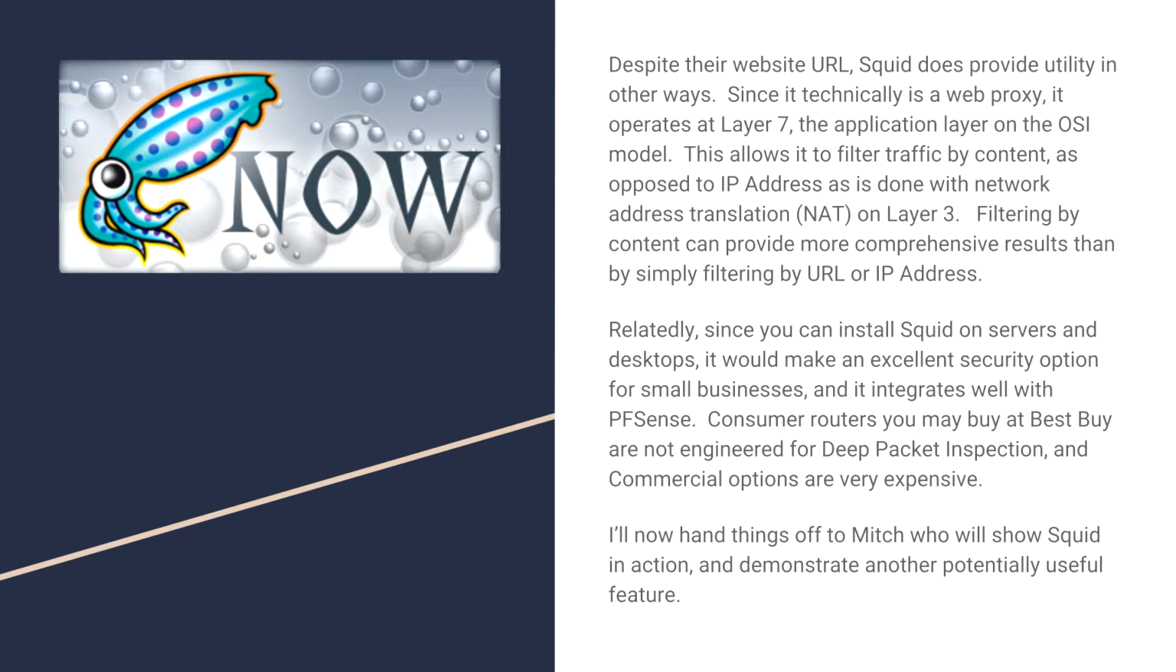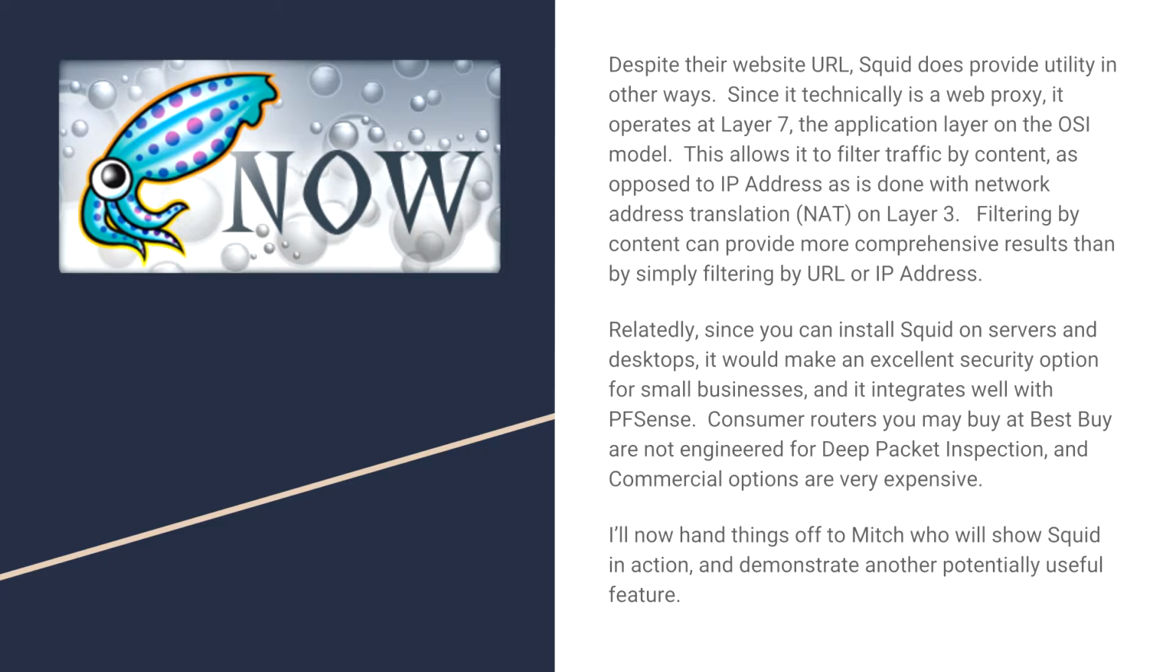Since it technically is a web proxy, it operates at layer 7, the application layer of the OSI model. This allows it to filter traffic by content as opposed to IP addresses, as is done with network address translation on layer 3. Filtering by content can provide more comprehensive results than by simply filtering by URL or IP address. Relatedly, you can install Squid on servers and desktops, and it would make an excellent security option for small businesses, and it integrates well with pfSense.